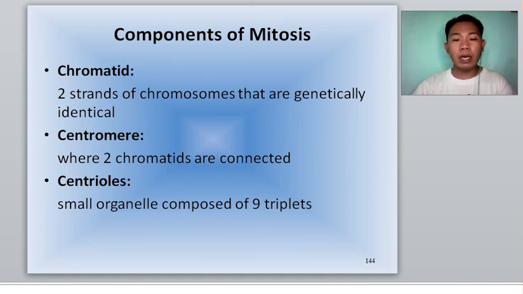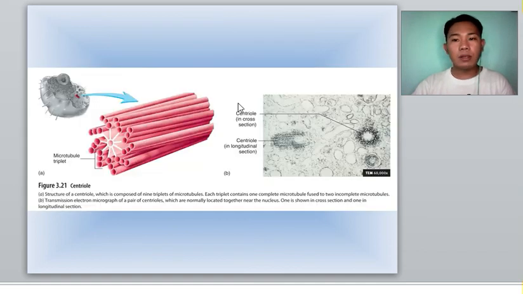The centrioles are small organelles composed of 9 triplets. So this is a typical centriole. So the centriole here is a structure composed of 9 triplets of microtubules. Each triplet contains 1 complete microtubule fused to 2 incomplete microtubules. This one is a transmission electron micrograph of a pair of centrioles, which are commonly or normally located together near the nucleus.